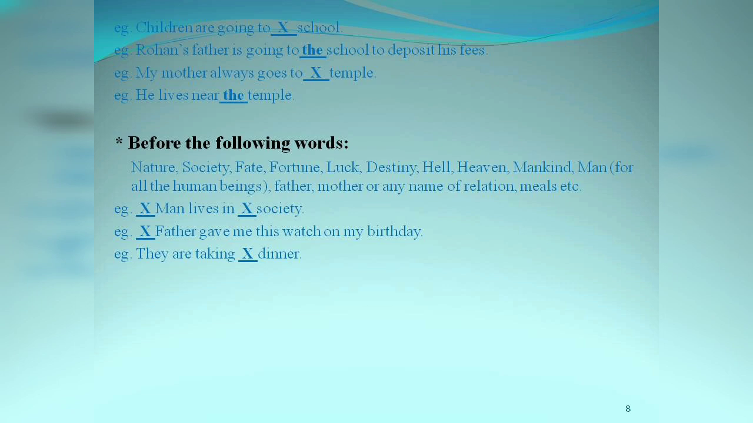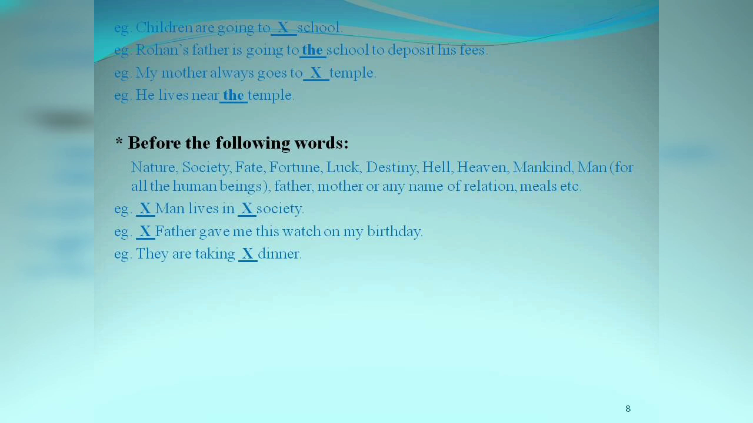He lives near the temple. Here in this sentence, we are using the term temple just to tell someone the address. Therefore, I repeat, beta: whenever these places, school, college, church, temple, hospital, university, cinema, theater, jail, and prison, are visited or mentioned for the same purpose they are constructed, we don't use any article. If they are visited or mentioned in a sentence for some different purpose, we use the.